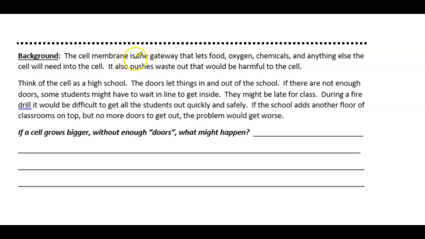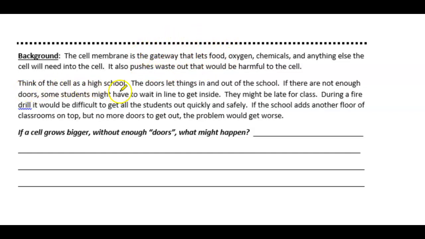Background. The cell membrane is the gateway that lets food, oxygen, chemicals, and anything else the cell will need into the cell. It also pushes waste out that would be harmful to the cell. Okay, so the job of the cell membrane is to let good things in, get rid of the garbage.